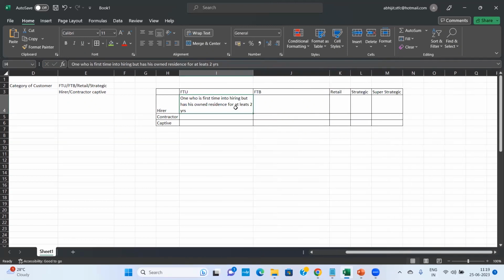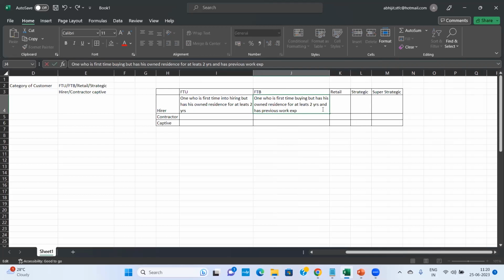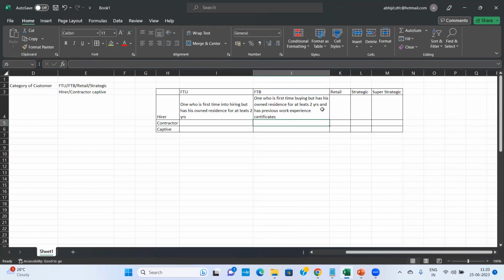Now for a first time buyer, you can have a norm like this: one who is first time buying, but has his own residence for 2 years and has previous work experience certificates, right? You can make your policies, you can categorize the risk, and based on that you can give the pricing and the quantity of loan that you wish to extend for this particular profile. Up to this much is clear?